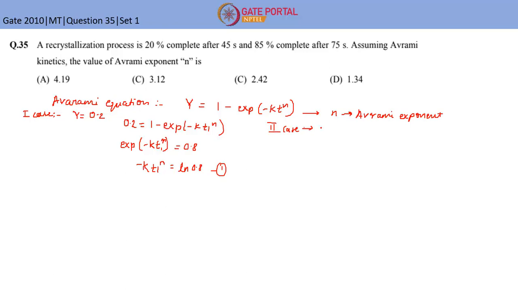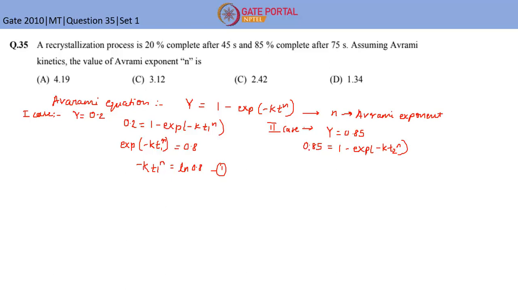So here, 85% is complete after 75 seconds. So y is 0.85. Okay, so 0.85 is equal to 1 minus exponential of minus k t2 raised to power n.